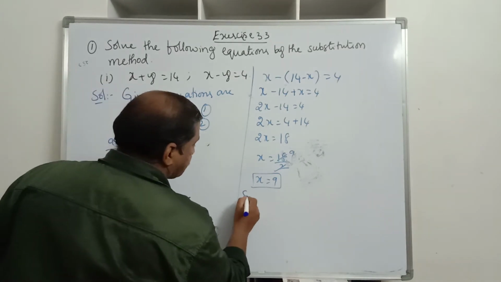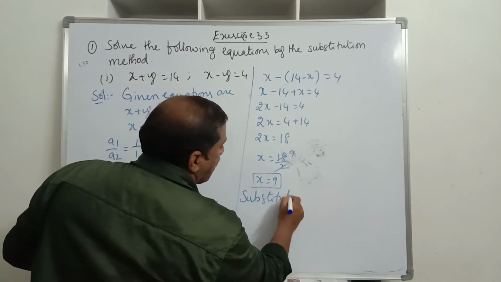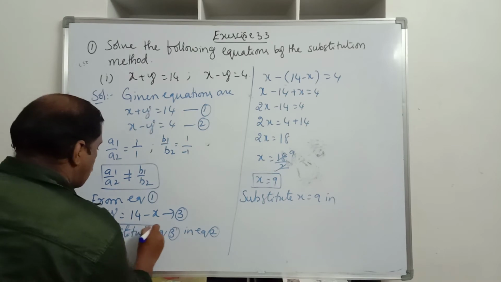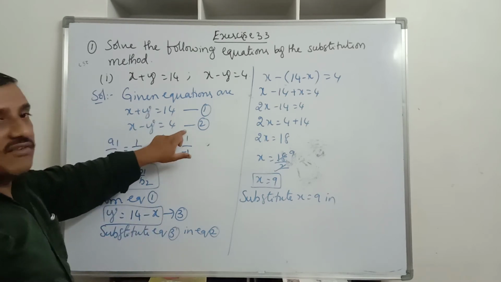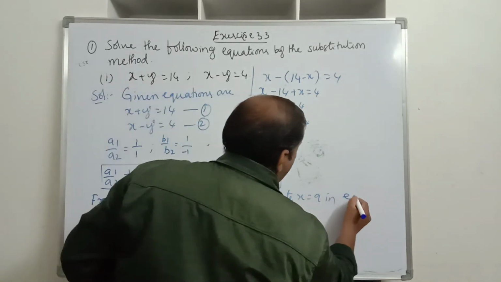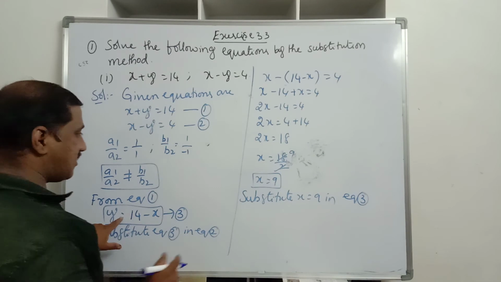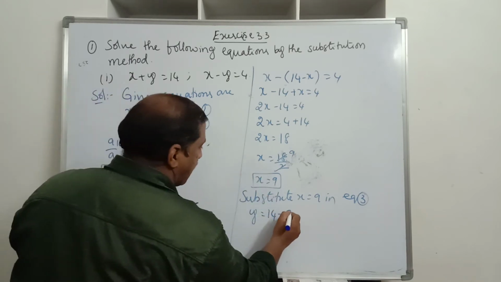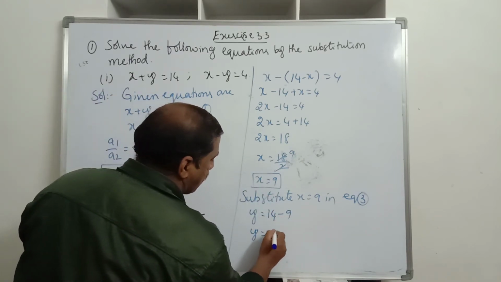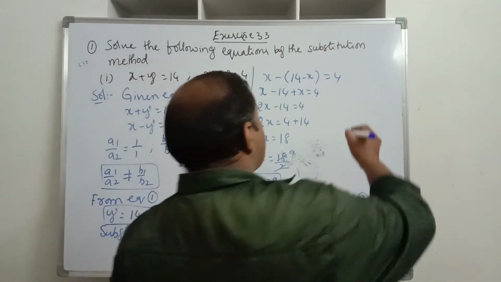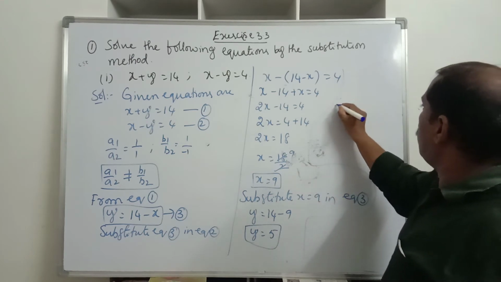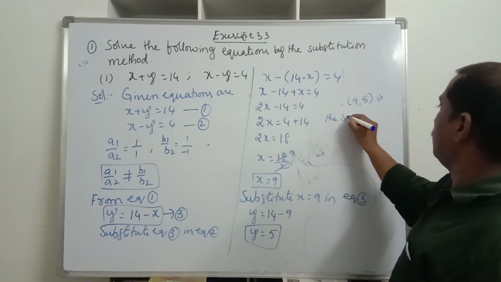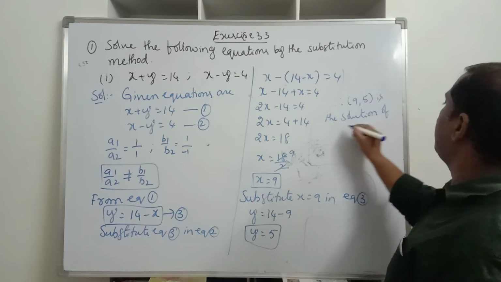Now substitute x is equal to 9 in equation 3 to get the y value. Or in equation 1 or equation 2, any one equation you can substitute. In equation 3 I am substituting. Therefore, equation 3 is y is equal to 14 minus x. x is equal to 9, so y is equal to 14 minus 9, which is 5. y is equal to 5. Therefore, what is the solution of this equation? It is x is equal to 9 and y is equal to 5 is the solution of the given equations.